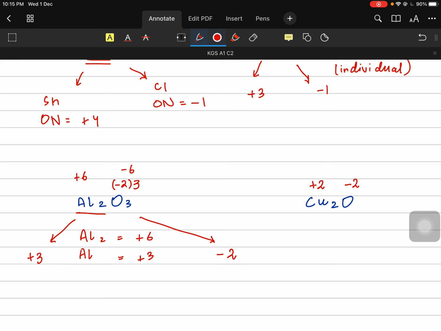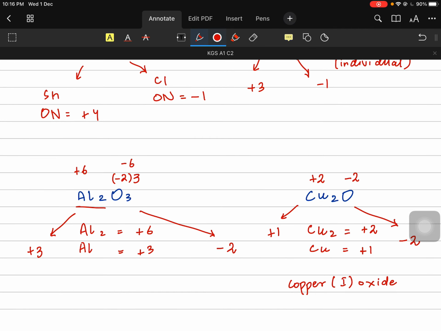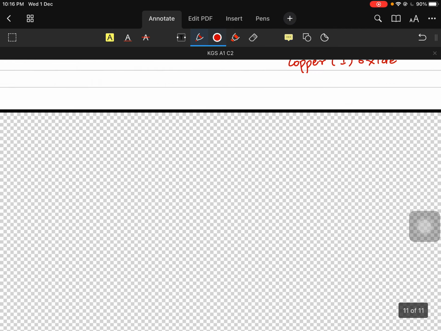But I can very simply see this. Okay, it's not copper, it's copper 2. Copper 2 is a +2 over here. So a single copper has to be a simple +1. So copper individually is a +1. Oxygen, like always, is a -2. So it is actually a copper with a charge of +1 oxide. We can obviously write the oxidation number in brackets while we are talking about the names.